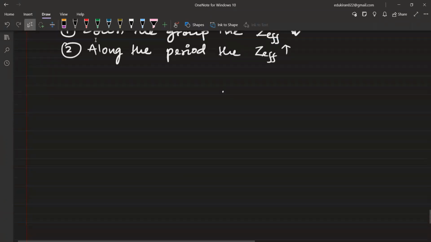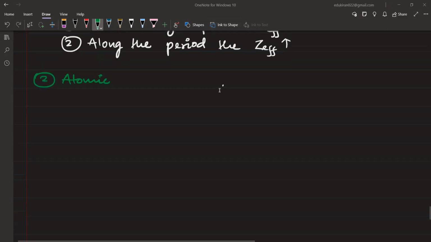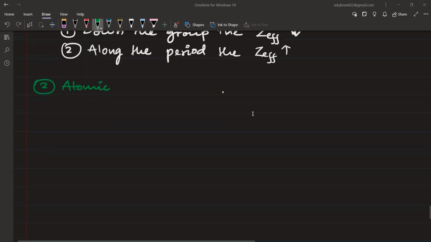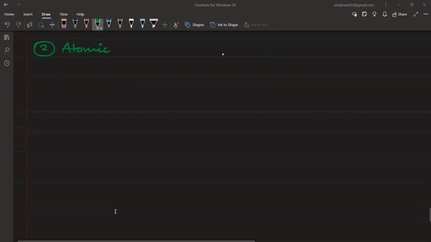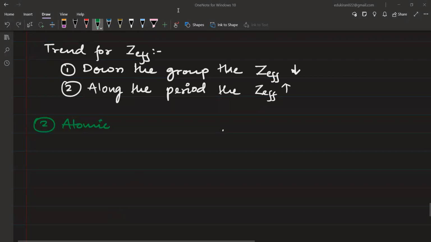Right, next, atomic radius. It will be the least for noble gases? No. Generally, when we talk about the properties, we generally don't talk about the noble gases. Like when you are saying along the period, the Z effective will increase, so for noble gases, it will not be the least. Rather, it will be the most for noble gases, because along the period, Z effective is increasing.